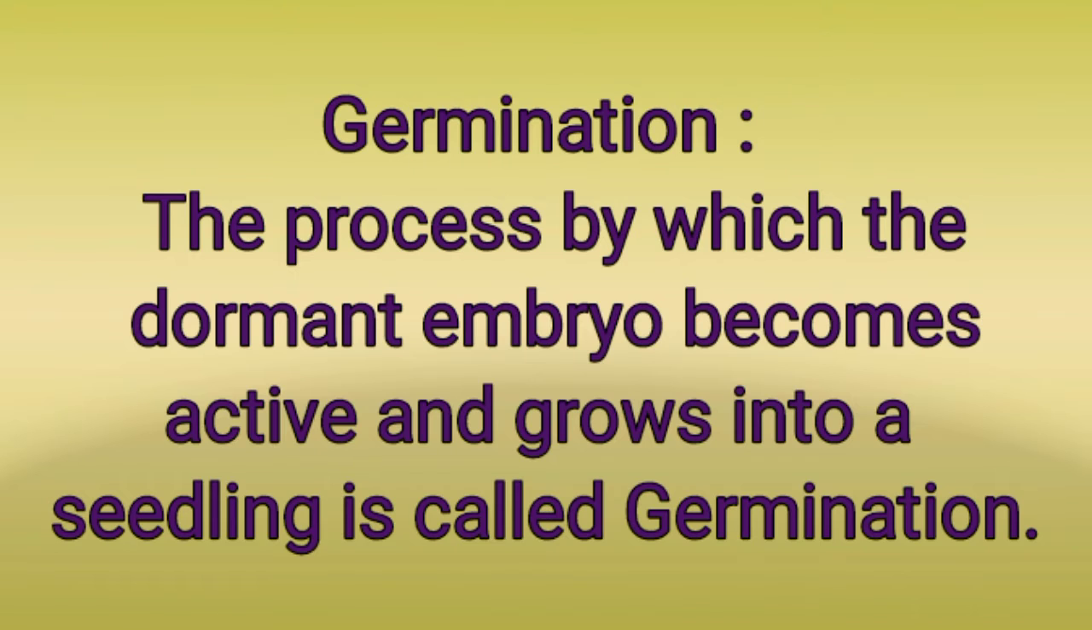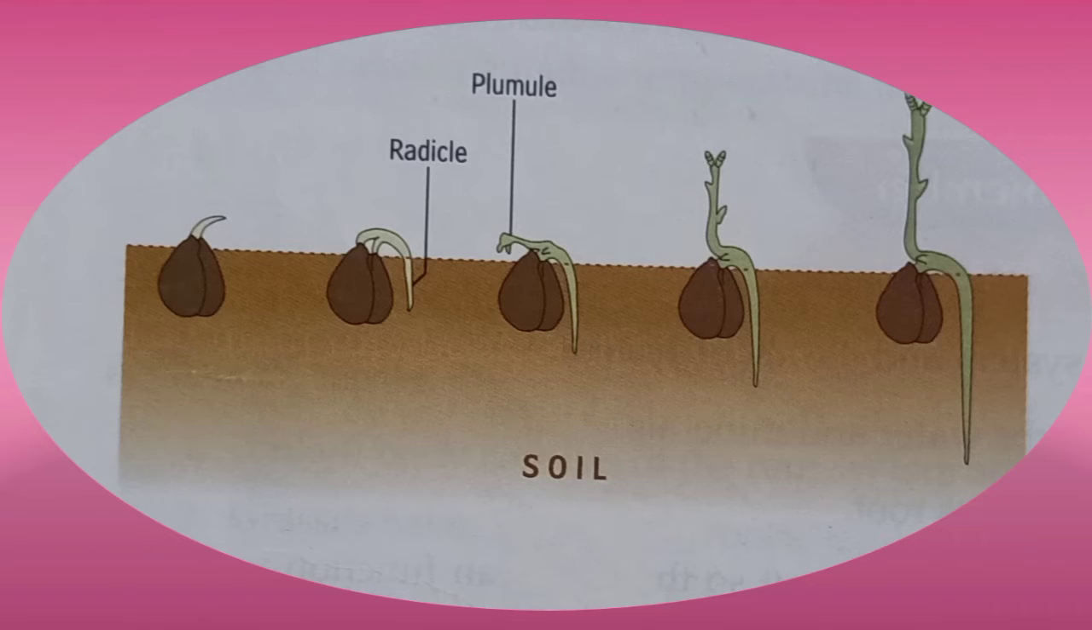The embryo lies dormant in the seed, but when the embryo is supplied with moisture, it becomes active and tends to grow into a small seedling. So the process by which the dormant embryo becomes active, grows and establishes itself as a seedling is called germination. Again I repeat, the process by which the embryo becomes active and grows into a seedling is called germination.